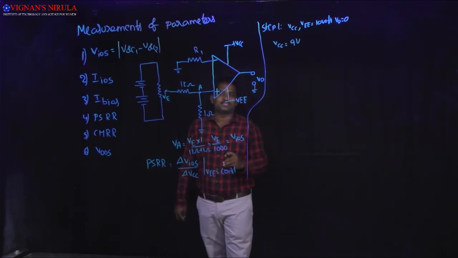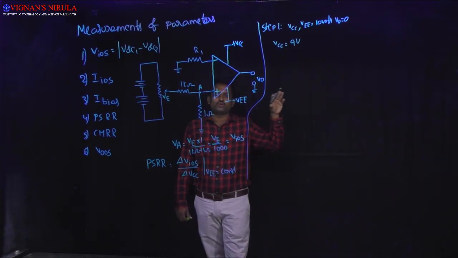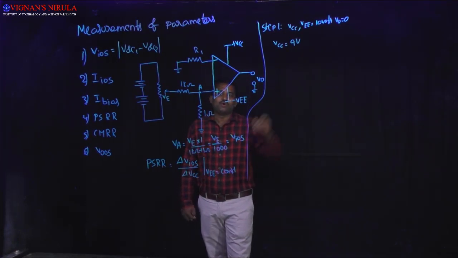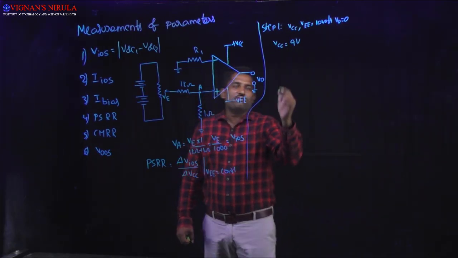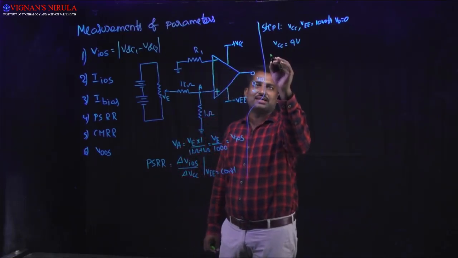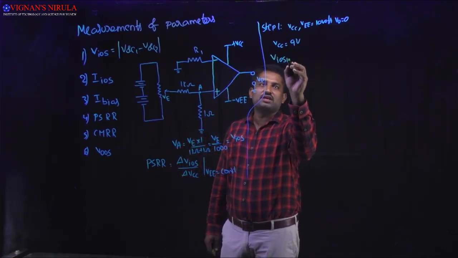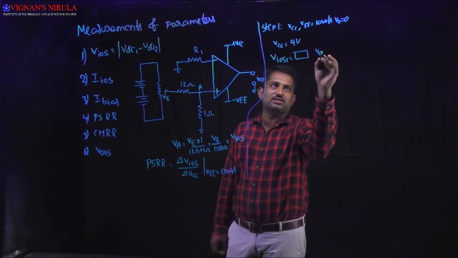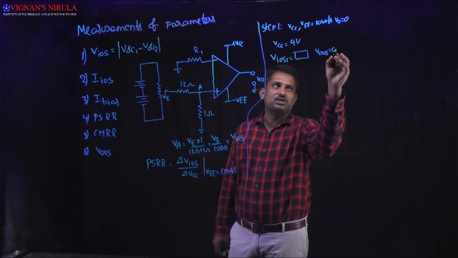Now because of this, the output voltage will be generated even though both the input terminals are connected to ground. By adjusting the input offset voltage, we make the output voltage equal to 0. So with the help of changing VCC from 10 to 9, we may calculate VIOS1. That will become some value for making the output offset voltage 0.